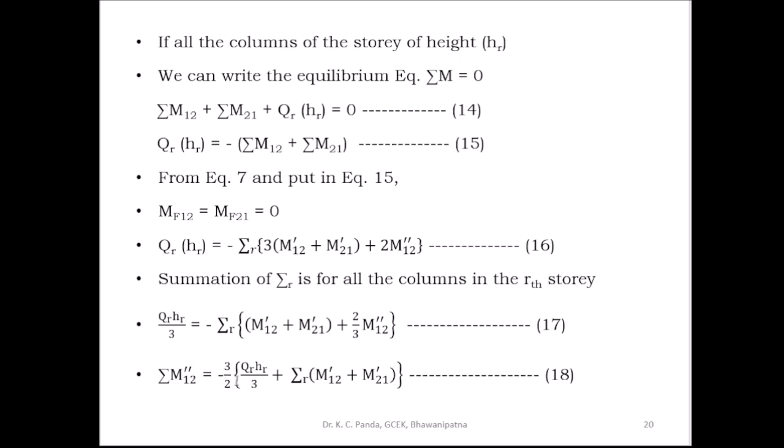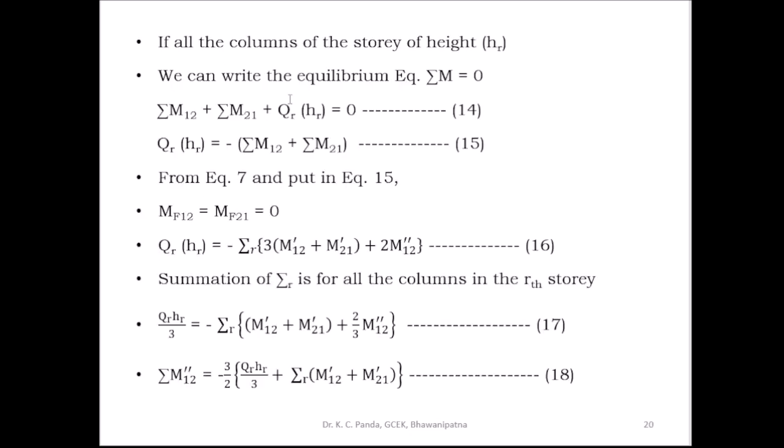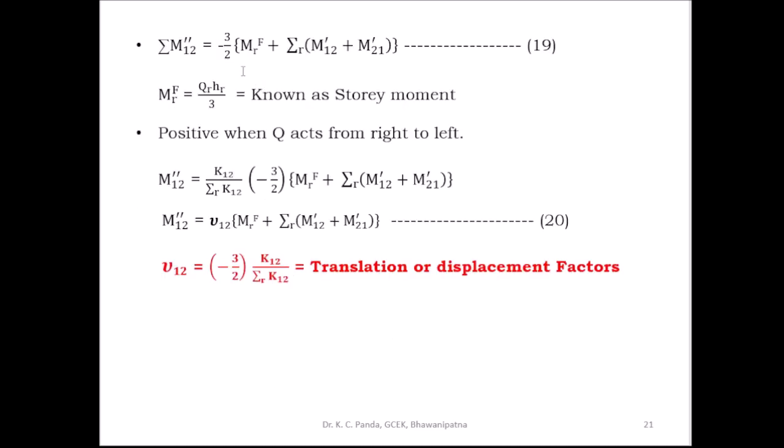Summation of M double dash 12 is equal to minus 3 by 2 QR HR by 3 plus summation of M dash 12 plus M dash 21. This is equation 18. Then summation of M double dash 12 is equal to minus 3 by 2 MRF. So this is QR into HR by 3 is equal to the MRF. This is known as the story moment. So minus 3 by 2 into the story moment MRF plus summation of M dash 12 plus M dash 21. So MRF is equal to QR HR by 3, known as story moment.